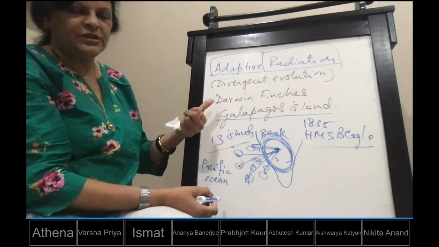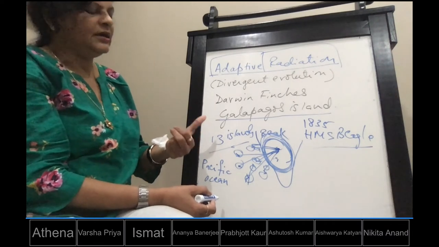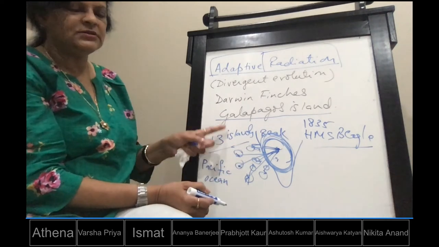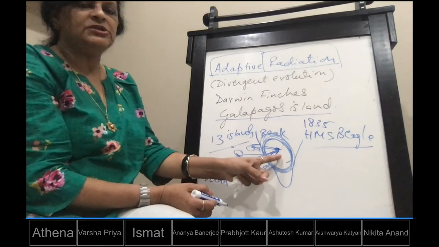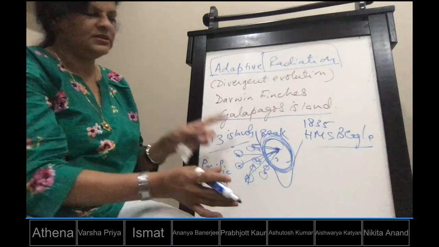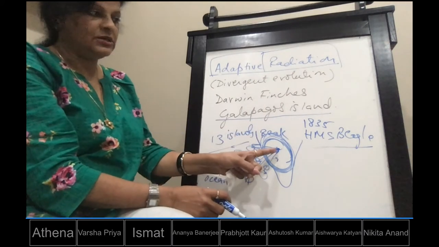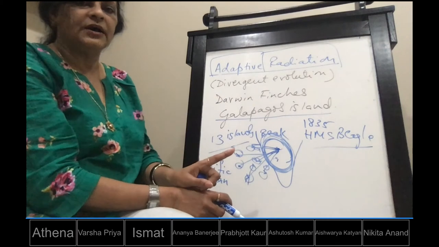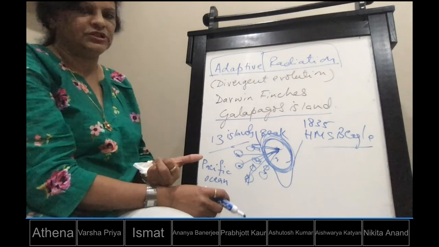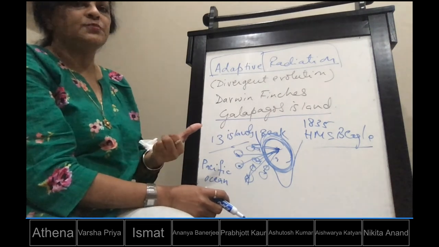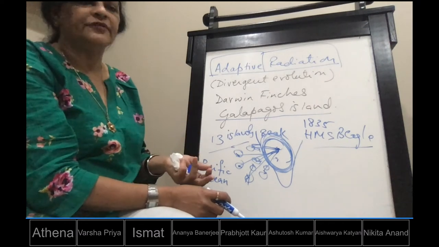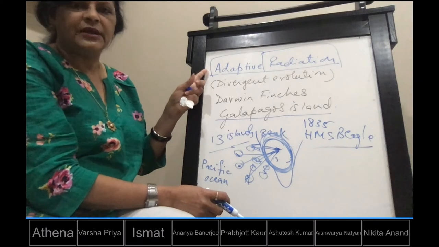Firstly, you have to give the definition. I told you what is the definition. It is the evolution of new species from an ancestral species, radiating, like radiating means divergent, isn't it? From an ancestral species in a very short period of time in a geographical area. So these are some of the points you have to mention, that evolution of new species from an ancestral species in a short period of time in a given geographical area is called adaptive radiation.